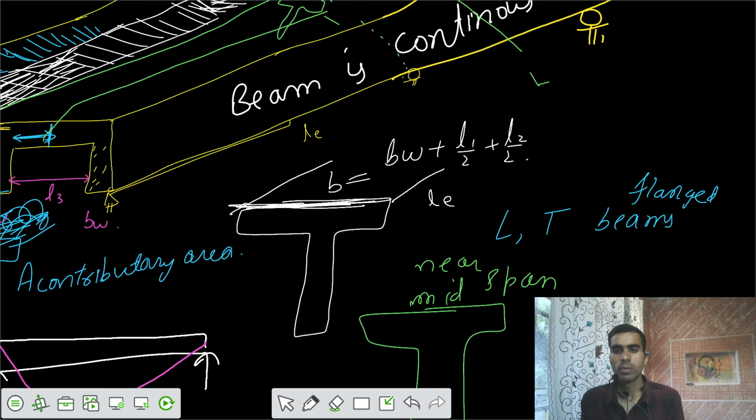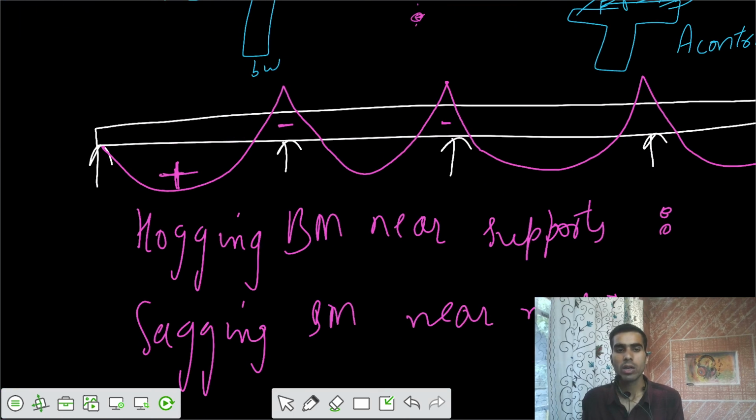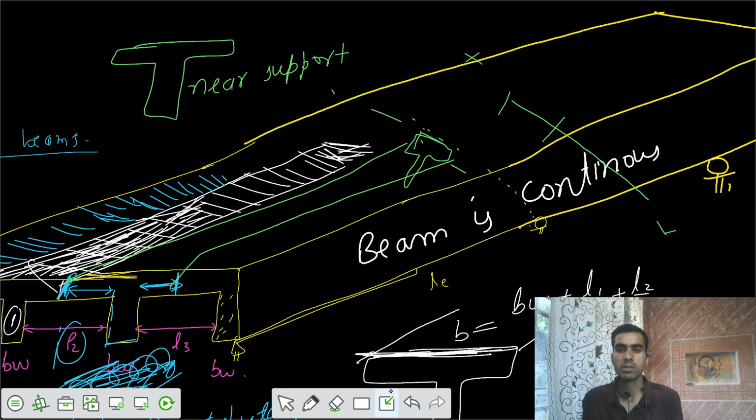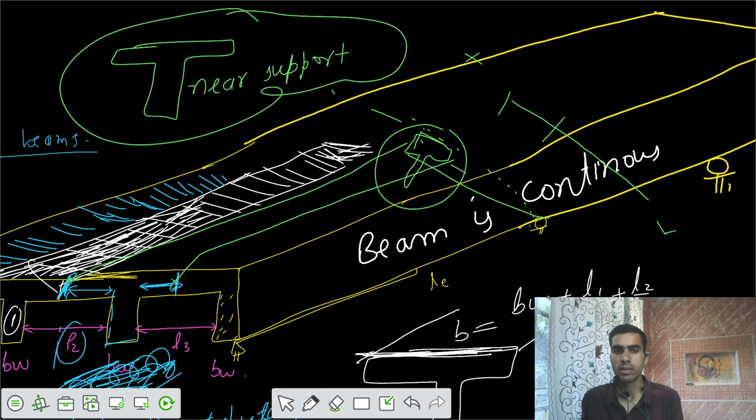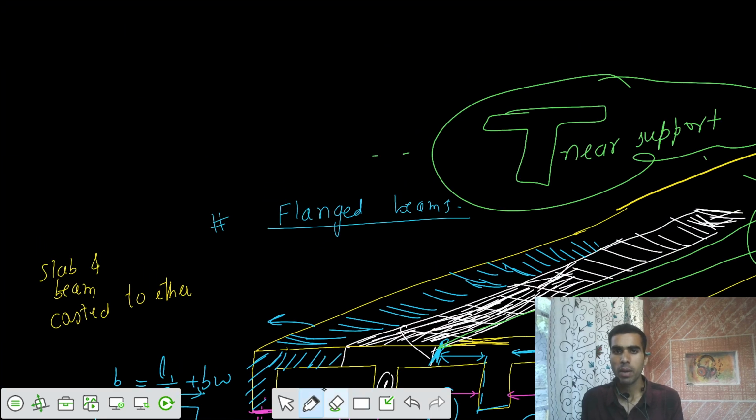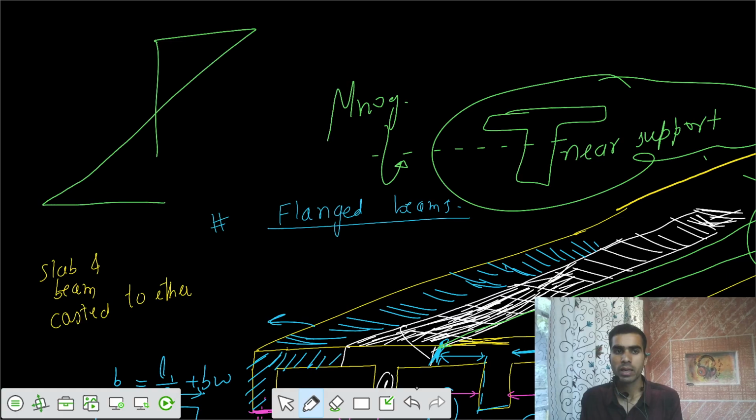Now, if we talk about the hogging bending moment near the support, let's say the hogging bending moment is developed near the support level. I cut the section near the support level. Let's say this is some beam and hogging bending moment is there. That means there would be some neutral axis and a hogging bending moment in this fashion. Because of that, the top fibers would be under tension and the bottom fibers under compression. Top fibers under tension for the hogging case.